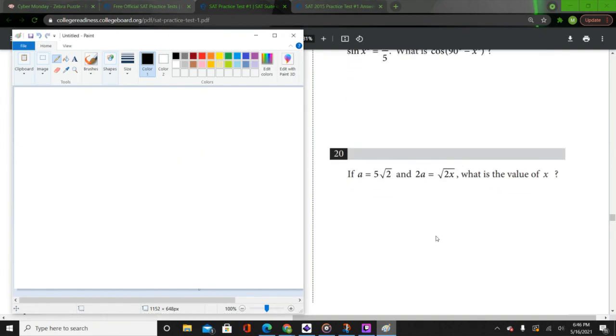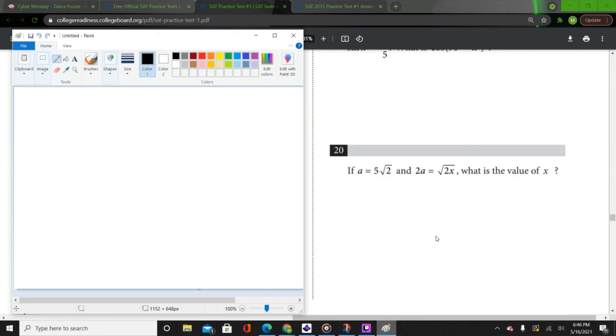And now we're on to 20. If a is equal to 5 root 2 and 2a is equal to root 2x, what is the value of x? What? Is that really it? All right, well, let's just plug it in. So instead of a on the right side, we're just going to use 2a.